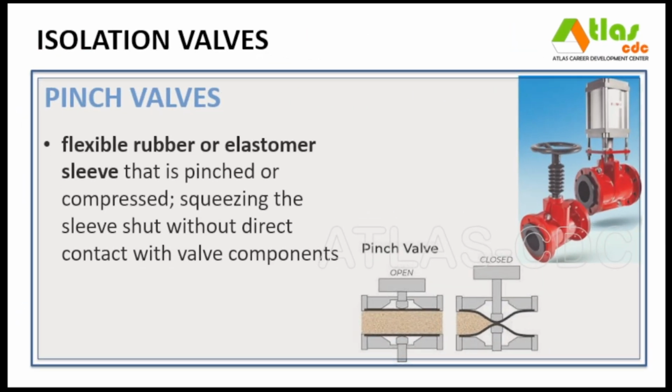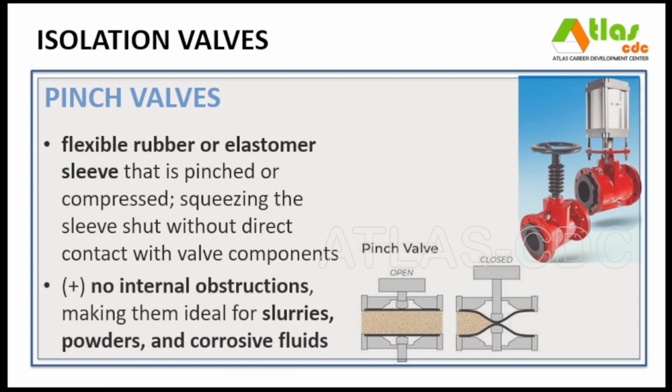A pinch valve operates using a flexible rubber or elastomer sleeve that is pinched or compressed by a mechanism, air or mechanical, to stop or regulate flow. Its function is to control the flow of fluids, especially those with solids or abrasive particles, by squeezing the sleeve shut without direct contact with valve components. Unlike other valves, pinch valves have no internal obstructions, making them ideal for slurries, powders, and corrosive fluids.